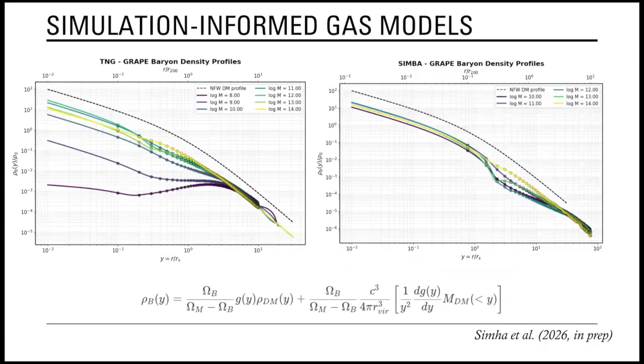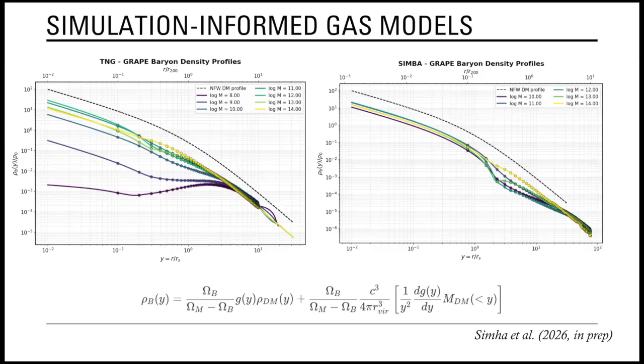So with this, we're able to incorporate the data from simulations essentially, so profiles that are inspired by, in this case, TNG and then Simba. So we can easily plug in these models and test if any of them are inconsistent with what we observe.